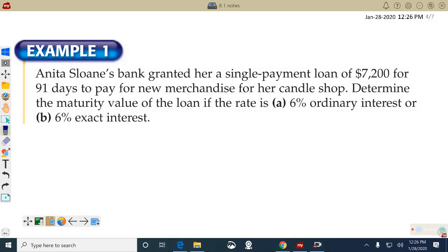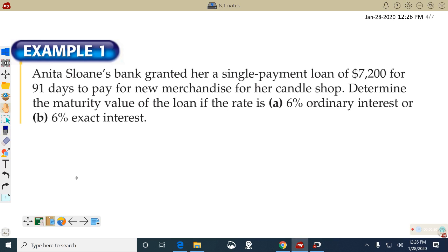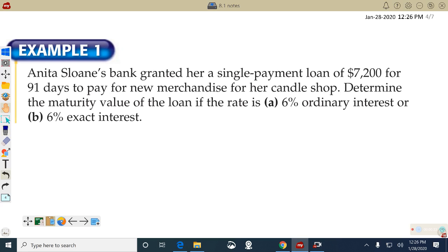Loans Bank granted her a single payment loan of $7,200 for new merchandise for a candle shop, for 91 days. Determine the maturity value of the loan if the rate is 6% ordinary interest or 6% exact interest. So everyone has this written down. So, maturity value.